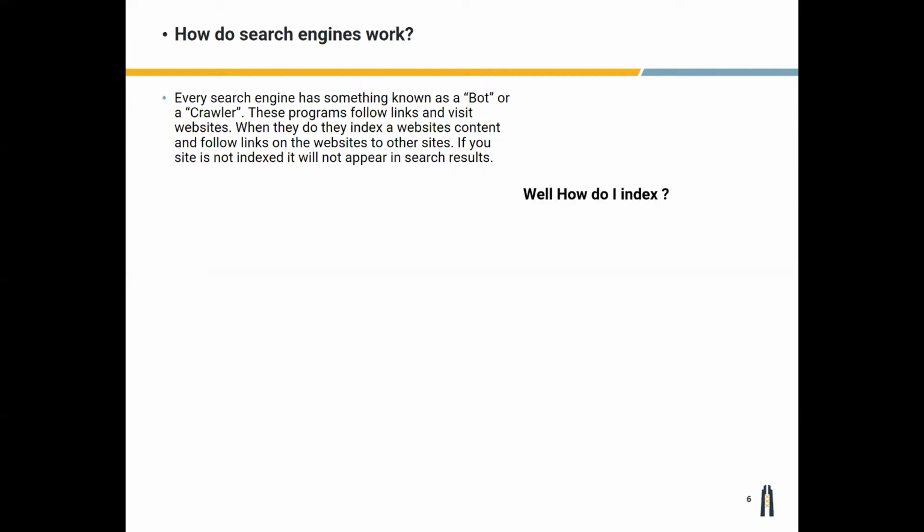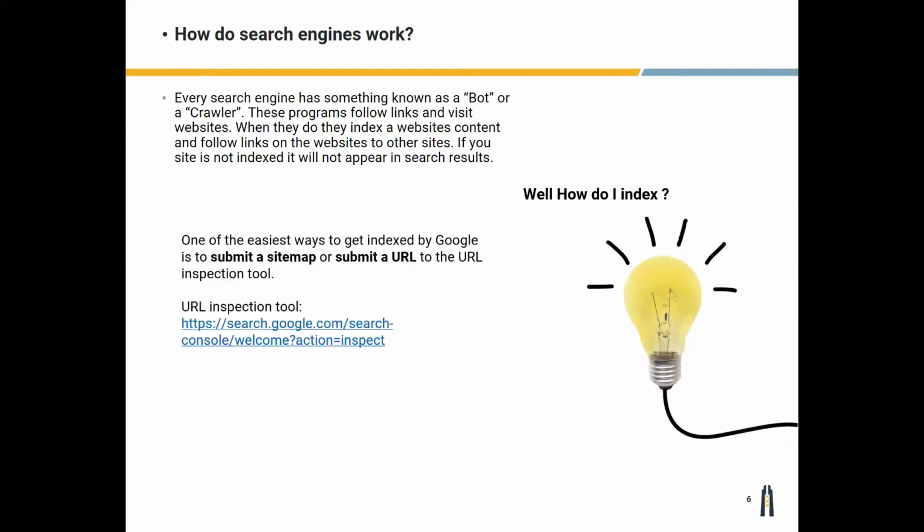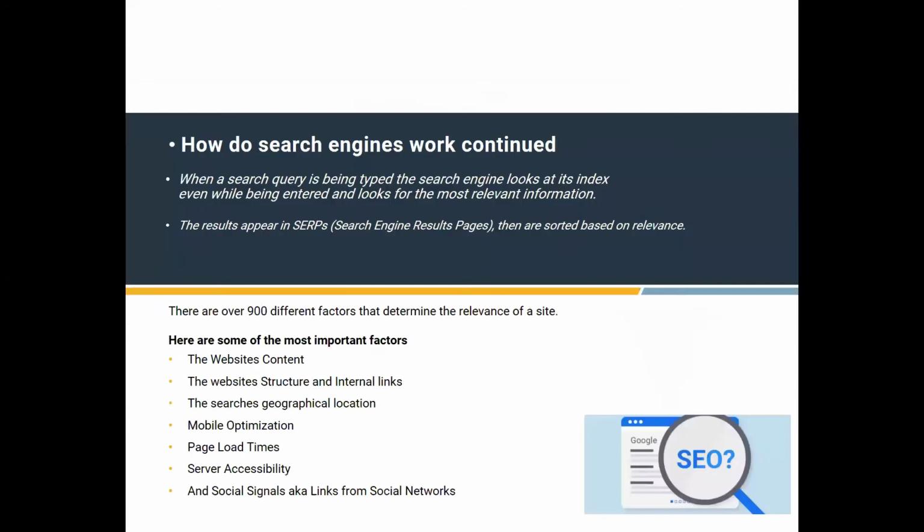And well, how do I get indexed? Great question. One of the easiest ways to get indexed by Google is to submit a sitemap or sitemap URL to the Google inspection tool. If you have a Gmail account, you have a lot of these tools automatically. So make sure that you sign into your Gmail and go to search, and say if your website is flowdavis.com or greg.com, put it in there, and then you'll be submitted and indexed in Google.